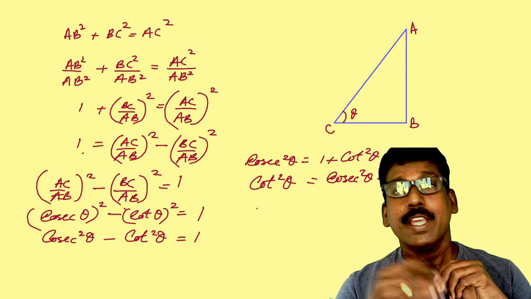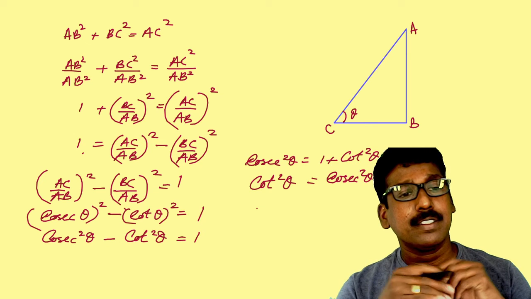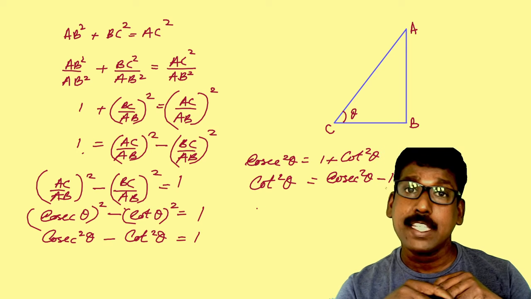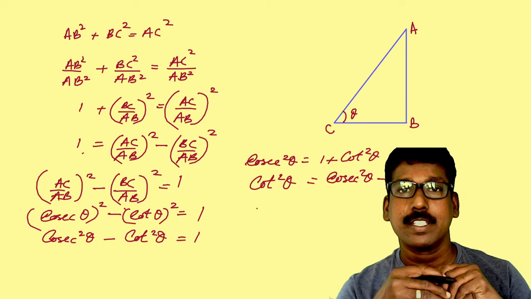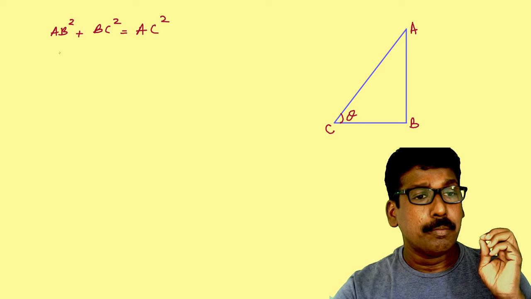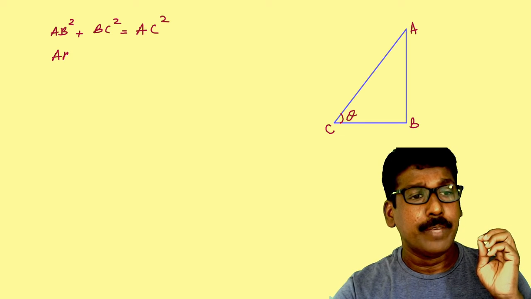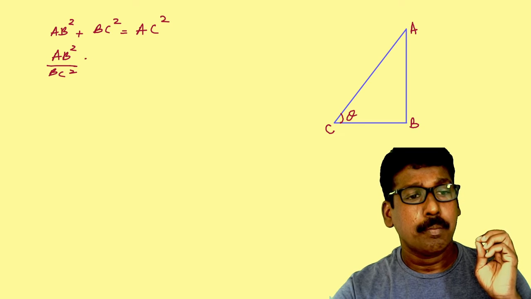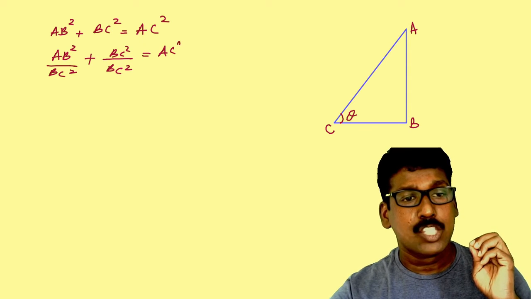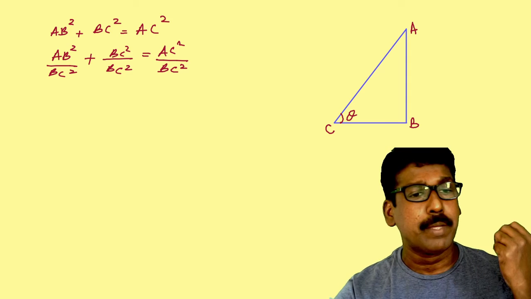Now again, if you are dividing AB square plus BC square is equal to AC square by BC square, what will you get? Dividing each term by BC square, this will be AB square by BC square plus BC square by BC square is equal to AC square by BC square. Divide all the terms by BC square.